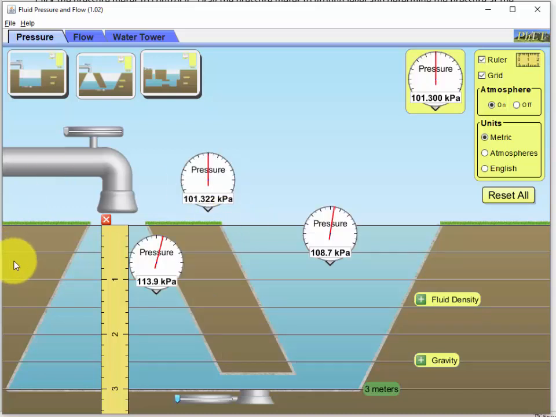And these are the remaining points. The takeaway from this is the shape does not matter. The only thing that matters is the depth.